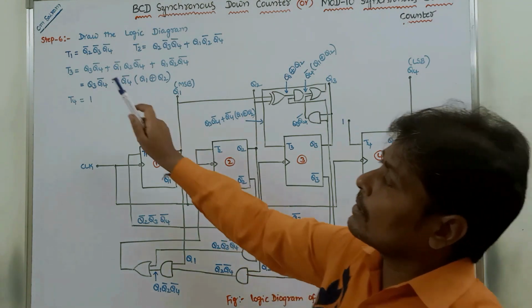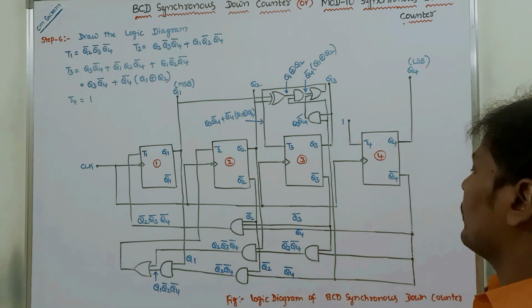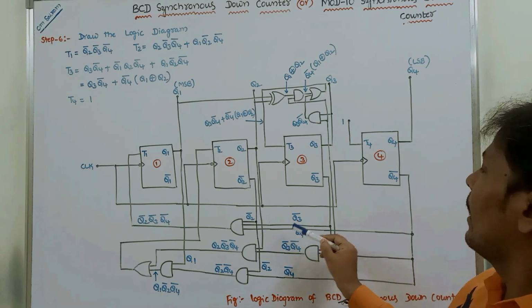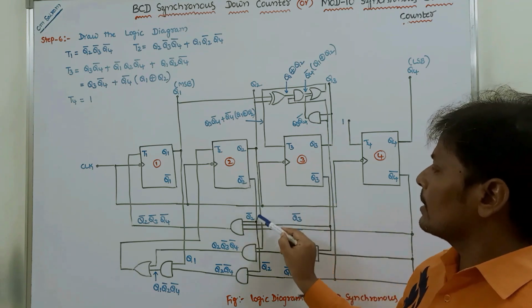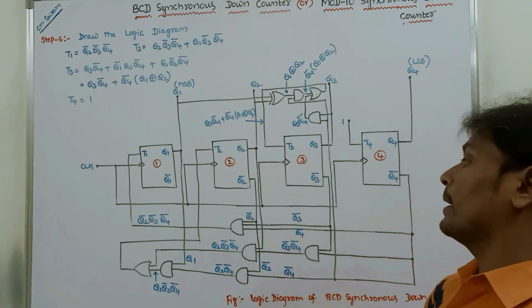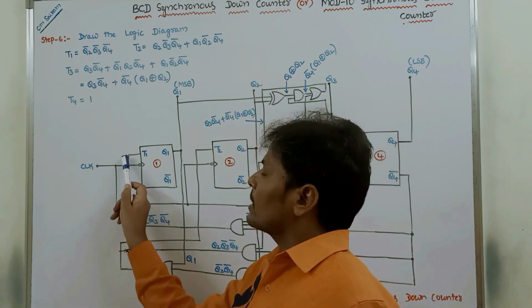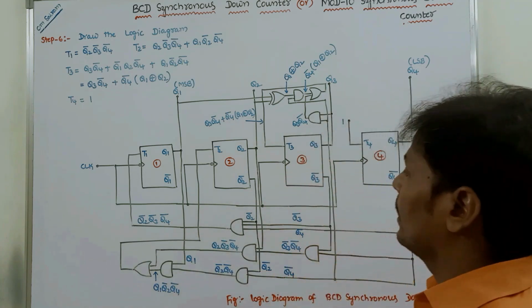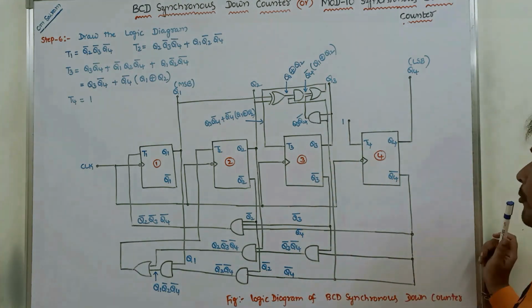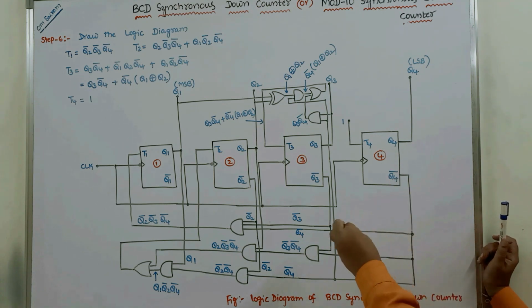And the last one is T1 equal to Q2 bar, Q3 bar, Q4 bar. I am taking this Q4 bar line, this Q3 bar line and this Q2 bar line. These three inputs can be sent to a three input AND gate. So the output is Q2 bar, Q3 bar and Q4 bar, which can be sent to the T1 input. So this is the logic diagram of the BCD synchronous down counter, or mod 10 synchronous down counter. Constructing this logic diagram is somewhat critical.